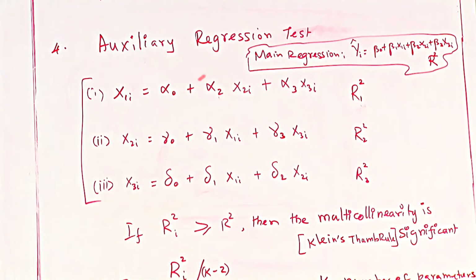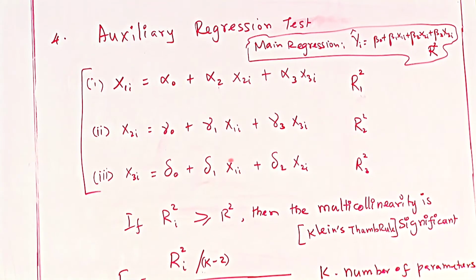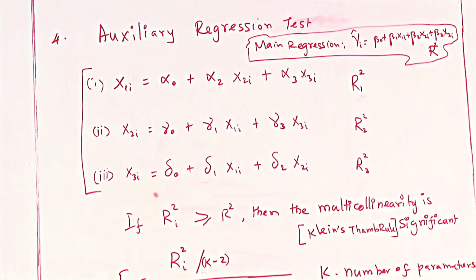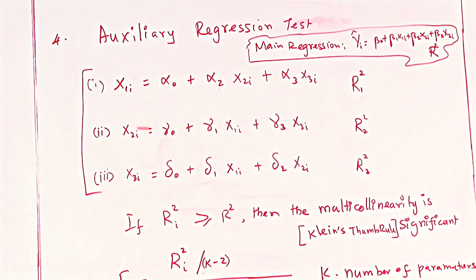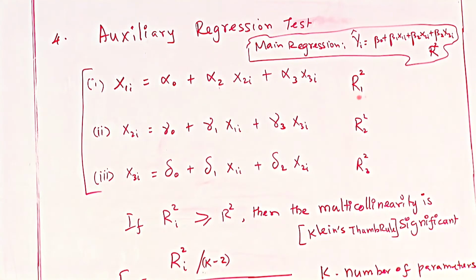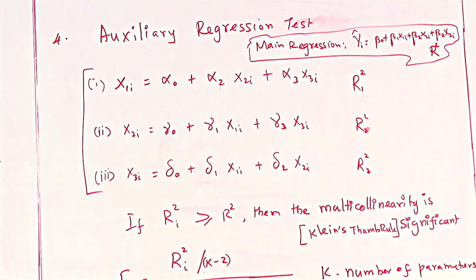So, let us see them one by one. x1 is regressed on x2 and x3, that is the first equation. x2 is regressed on x1 and x3. x3 is regressed on x1 and x2. So, that is the third equation. For the first equation we run the regression, and then we can find the r1 square, that is the r square of this regression. Similarly, we can find the r2 square and r3 square.